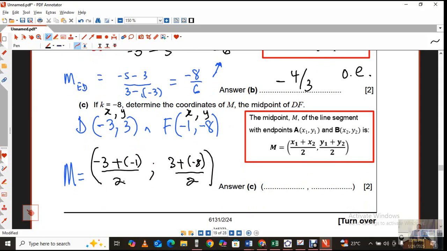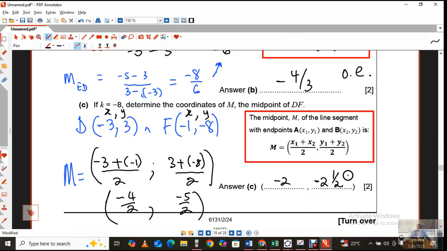Now, let's do the numerator. This one is negative 2 over 2. And here, it's 3 minus 8 is negative 5 over 2. These are practically the answers, but in fact, a little bit of an error here. This answer is going to be negative 4. Negative 3 plus negative 1 is negative 4. So I get negative 2, this answer here, and here is negative 2.5. It's negative 2.5, if you so wish to write it like that.